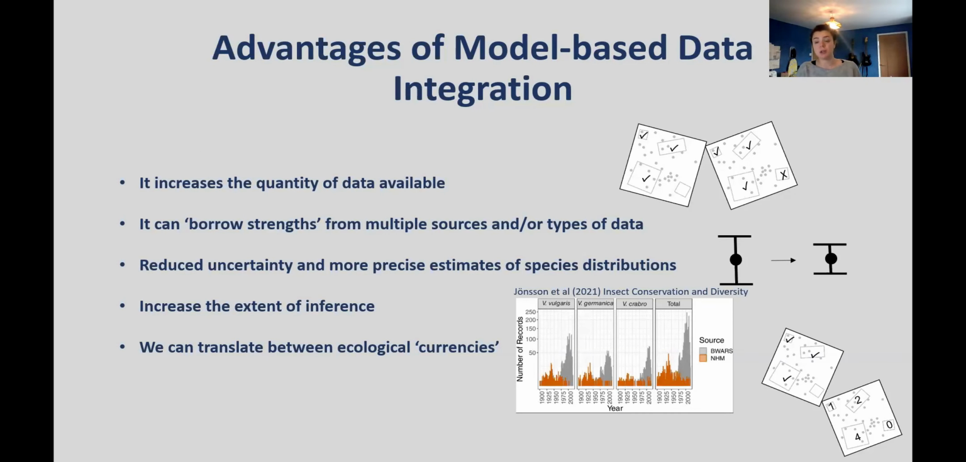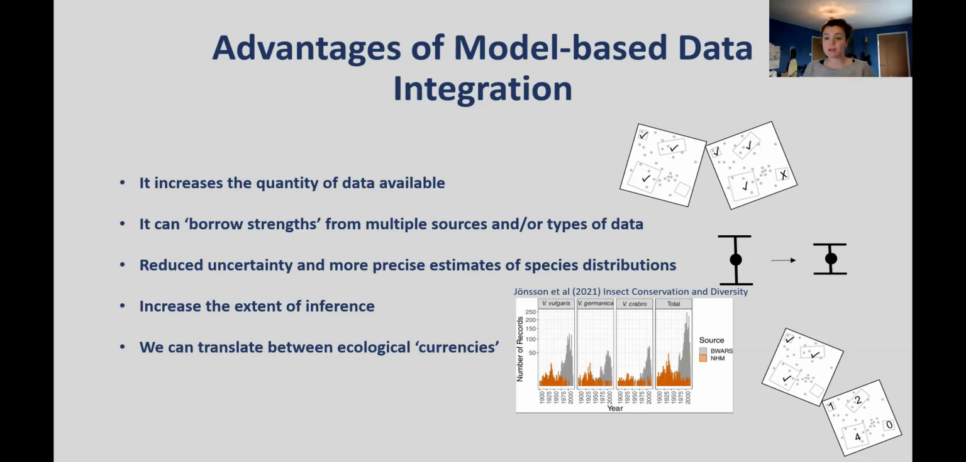It increases the quantity of data available because we're using all of the data sources available. We can also make the most of all of the data that is available because we are able to utilize the strengths from each of these different data sets. For example, opportunistic data is great because there's a lot of it, and there's usually very good spatial coverage as well as temporal spread. Structured data are usually smaller data sets, but they are very reliable, and they were collected using a standardized methodology.